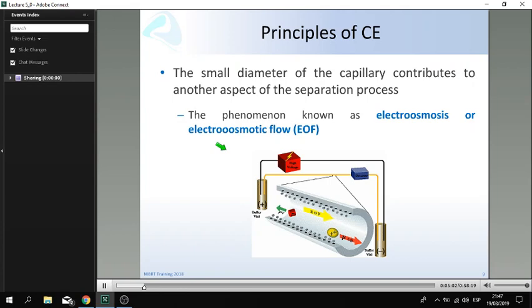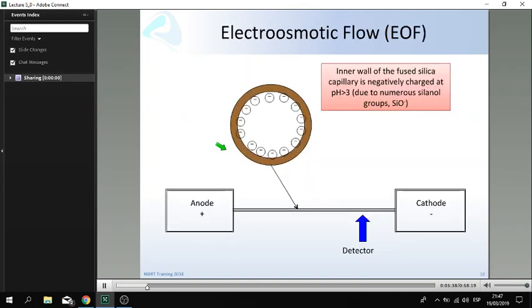But in CE, we have an additional force that helps separation. So we don't have just the electrophoretic force. We also have a phenomenon that is known as electroosmosis or electroosmotic flow, or EOF. This additional force that separates samples in capillary electrophoresis happens because of the small diameter of the capillary and the material of which the capillary is made. So this contributes another aspect to the separation process.